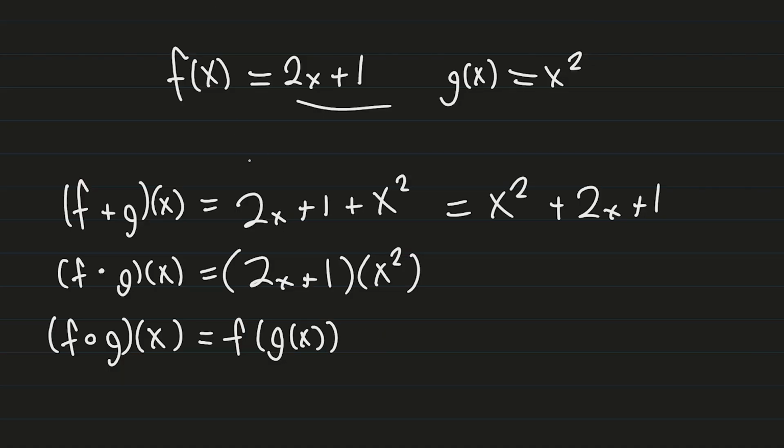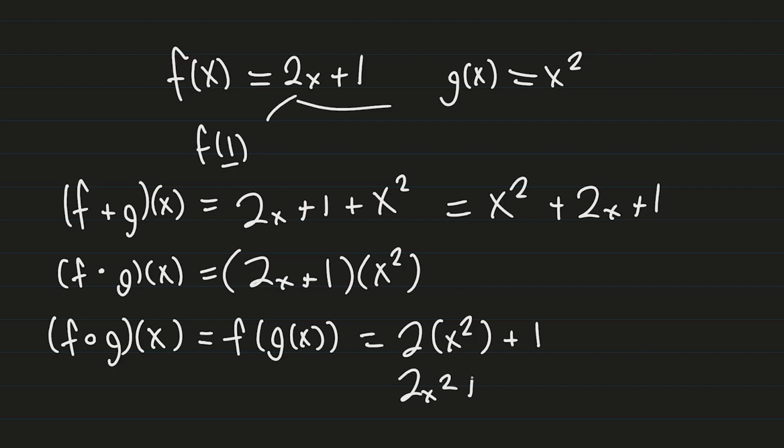What does that really mean? Well, think about what you do when you plug in a value. Let's say f of 1. Whatever's inside these parentheses, you put in place of x. So in this case, since g of x is inside those parentheses, instead of putting x there, you should put g of x there. So you would have 2 times whatever g of x is, x squared plus 1, or 2x squared plus 1. That is f of g of x.